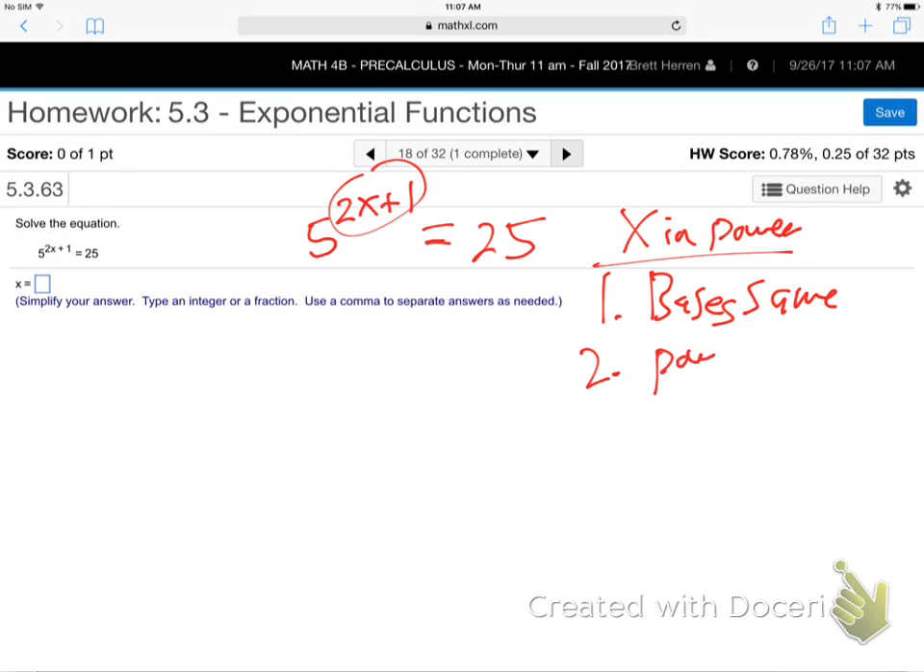Step 2, powers equal. Okay, so can you do that real quick? Try to make those two bases the same, and as soon as you do, then you can just cut them out and set the powers equal, and solve from there. So do that, compare to those around you, see if you get the same answer.